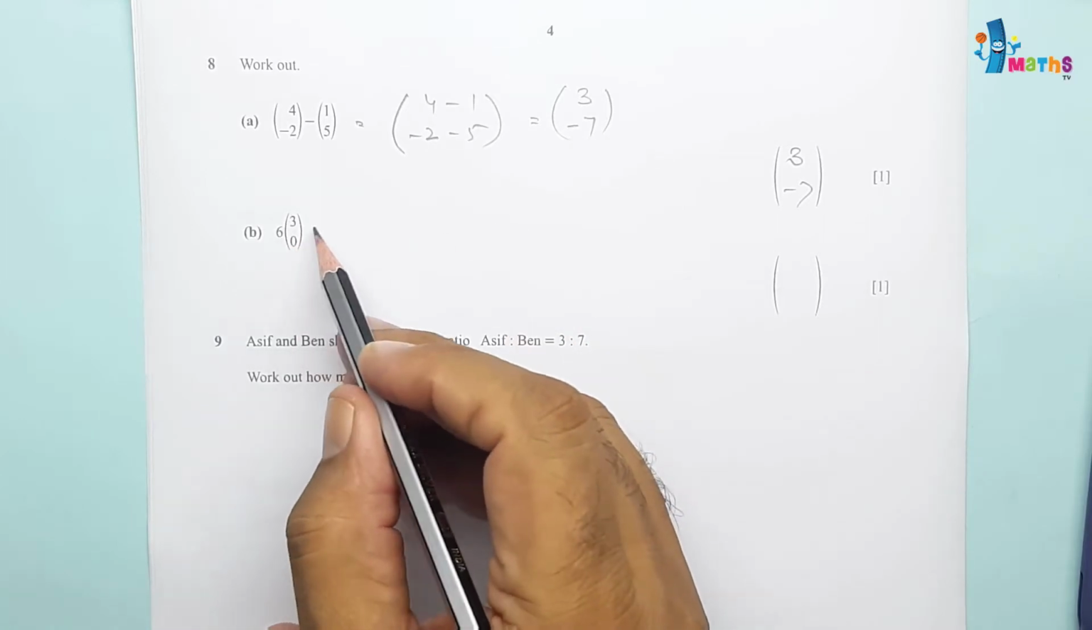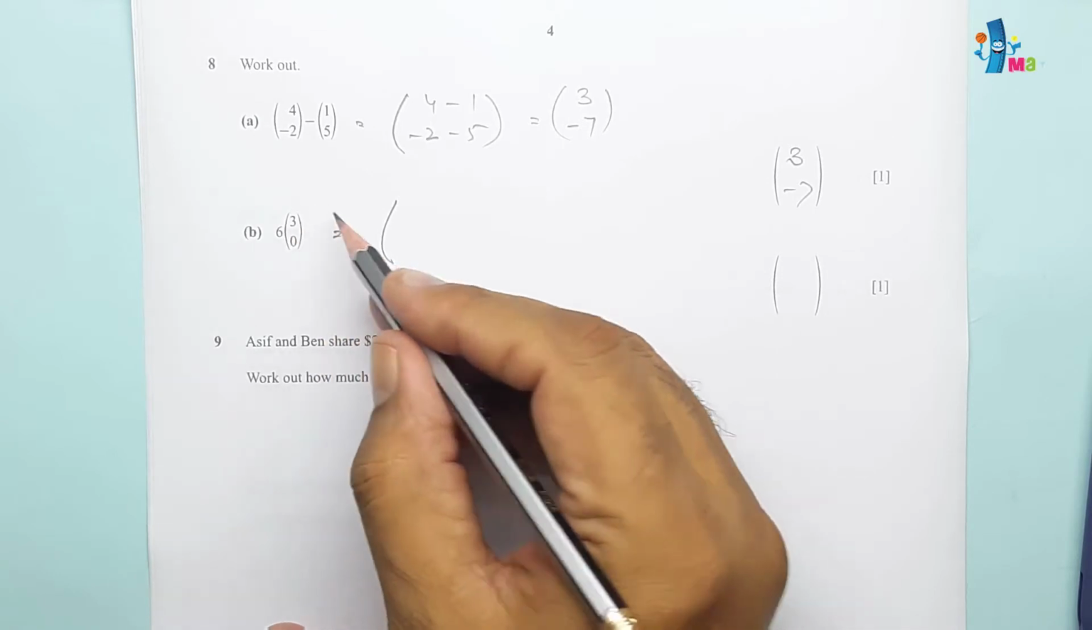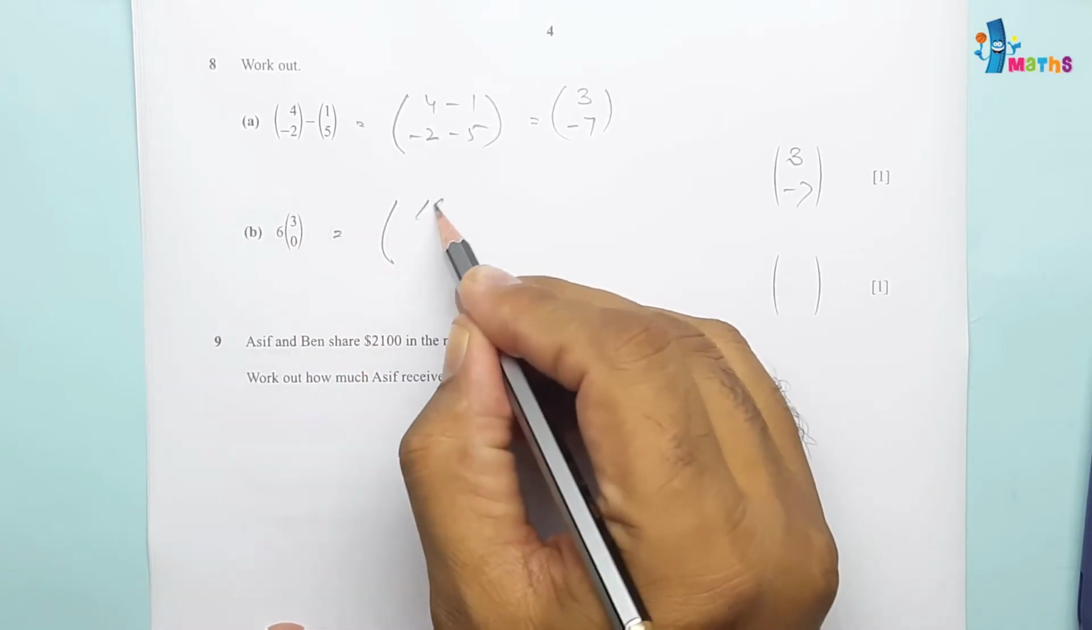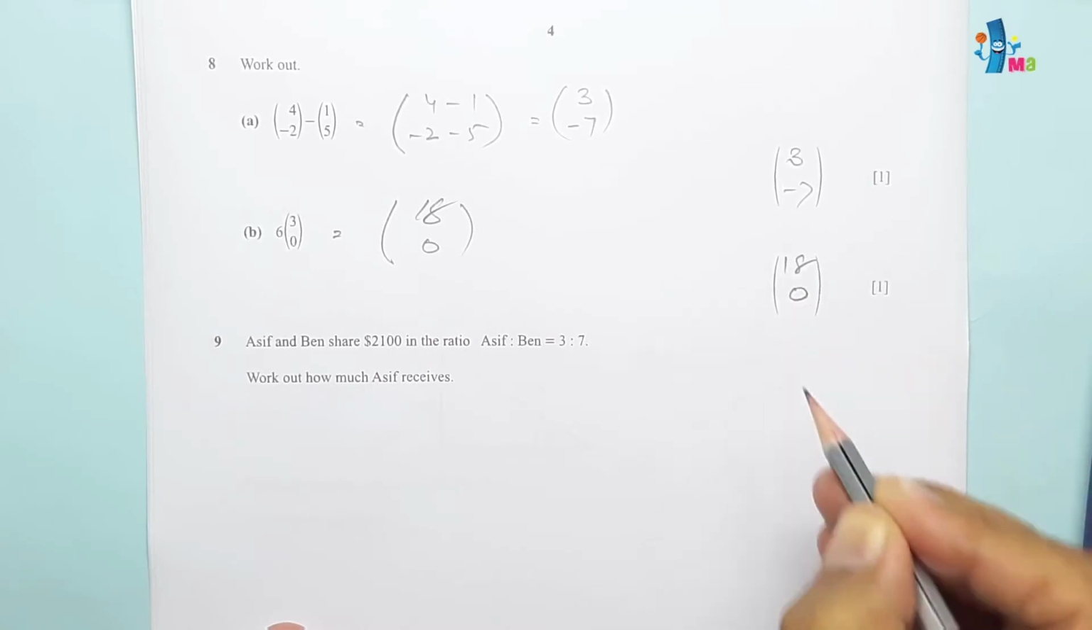And part B, 6, we have to multiply this. We'll be multiplying individually with the members. So 6 into 3 will be 18, and 6 into 0 will be 0. So our answer will be 18 and 0.